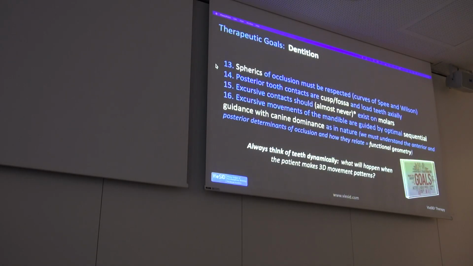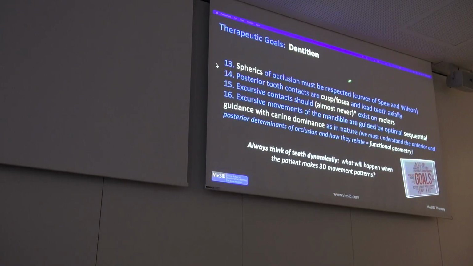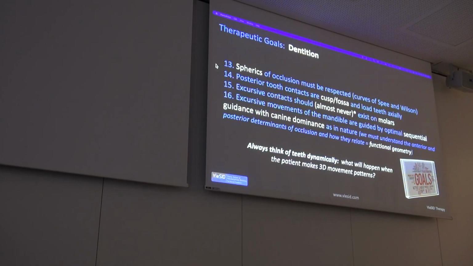Again, carrying on with the teeth. The spherics of occlusion must be respected, curves of Spee and Wilson, because if you don't, teeth don't close together properly, they don't function properly. Our posterior tooth contacts are cusp and fossa, and load the teeth axially. And excursive contact should almost never exist on molars. Why did I put almost never?